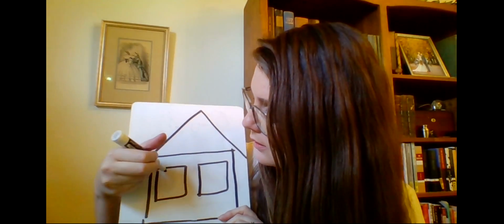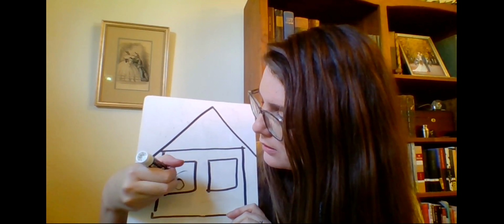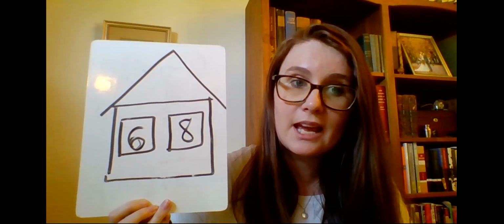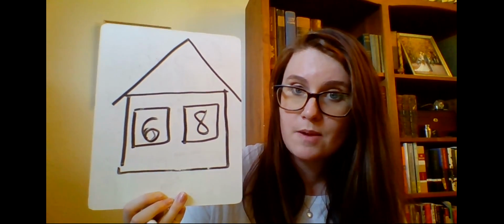So here we go. My first card, I have 6. And my second card, 8. So those are my two parts, 6 and 8. So I'm going to write those in the window. 6. I'm going to do this so I can see a little better. And 8. Now I need to think, what does 6 and 8 equal? What is it the same as?